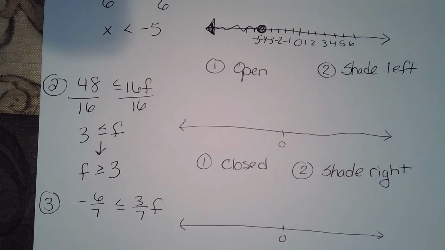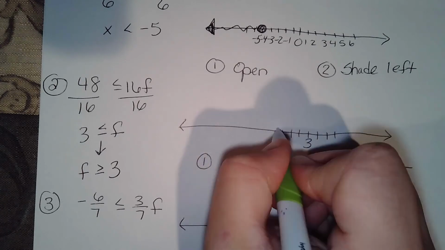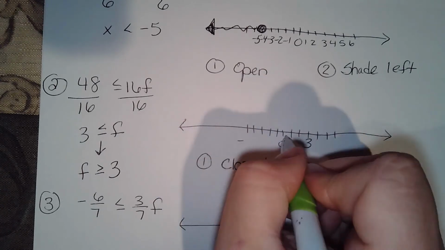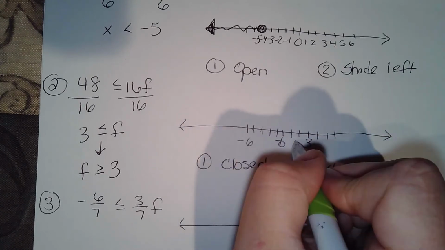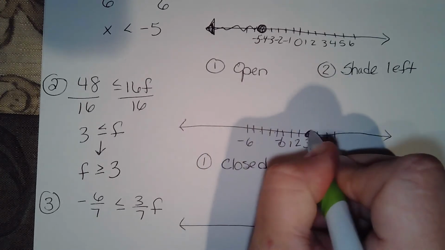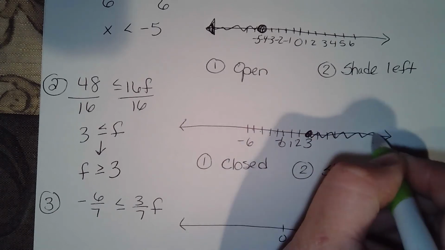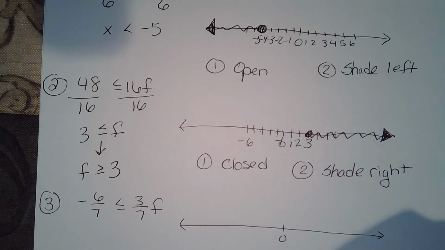Remember, when we flip them around, it's still reading the same thing. You're saying 3 is less than or equal to f, which is the same as saying f is greater than or equal to 3. So let's kind of put in some hash marks here. And we say f is going to be closed. And now we're shading to the right. As you can see here, I kind of put in some numbers, not a whole lot, but just enough to get us by. Now, for number 2, we're good there.